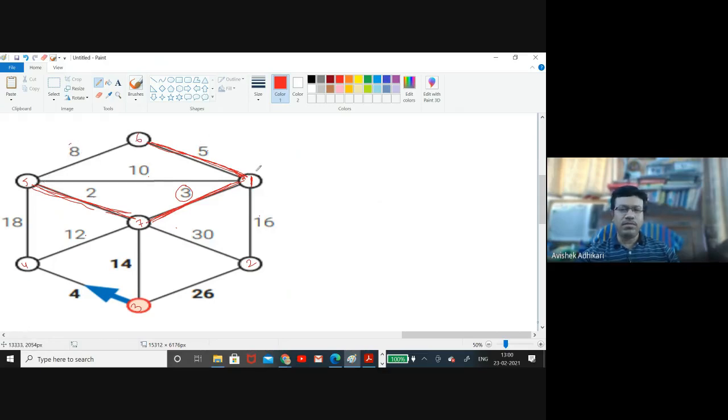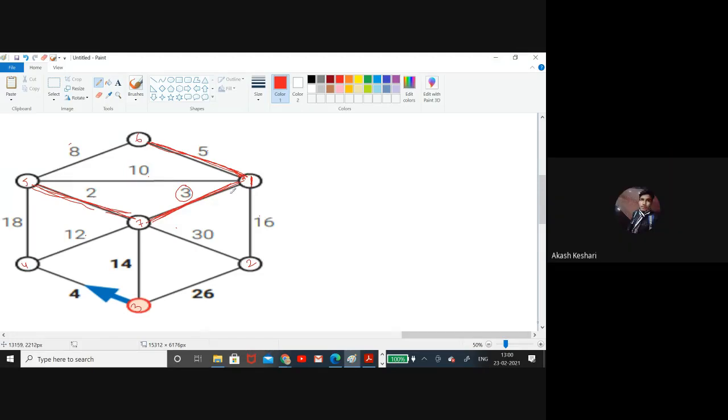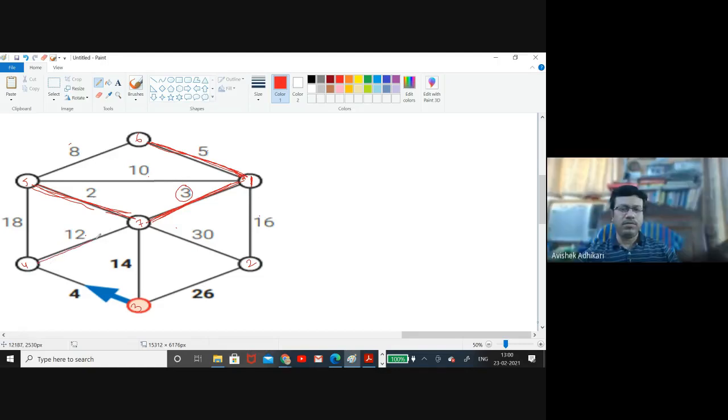So where to go? Which path should you take, from 7 or 1? Which one should you take? Sir, 7 to 4 by 12. By 12. Yes, very good.